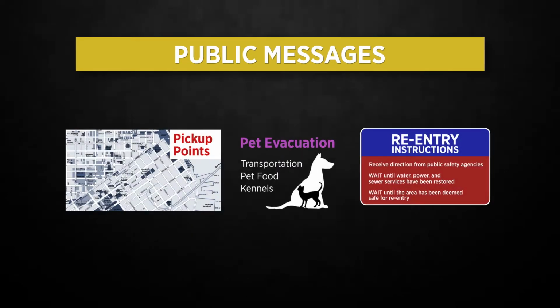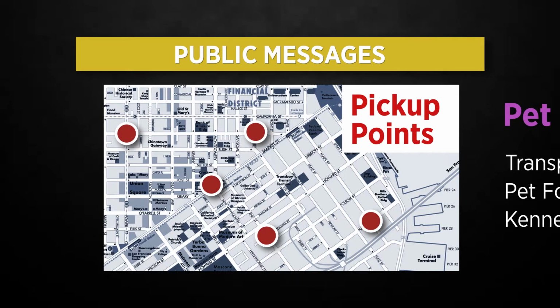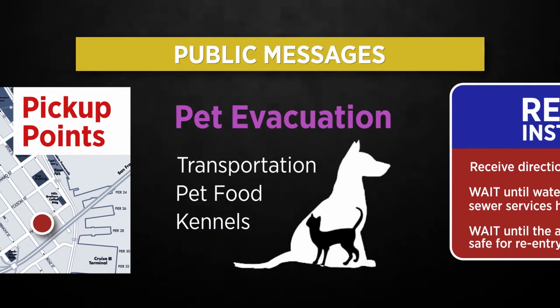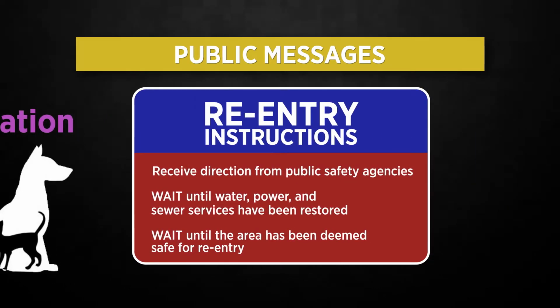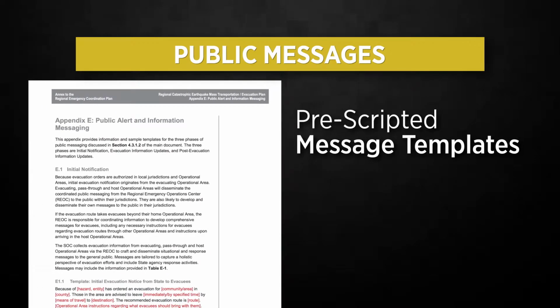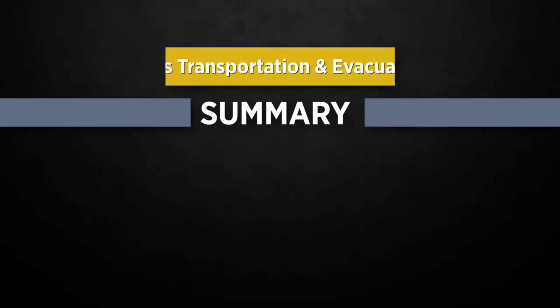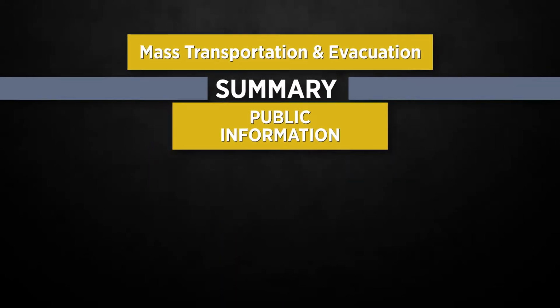Here are examples of public messages that you may need to provide the PIO. Report to your local pickup point to be transported to a safe location. Public and private animal care service agencies will assist with transporting animals during an evacuation effort. Re-entry to the impacted area will be coordinated by local government public safety agencies and allowed when water, power, and sewer services have been restored and all safety concerns have been eliminated. Look for templates for a variety of pre-scripted public messages in the local, operational area, and regional mass transportation and evacuation plans. Let's review your EOC role in getting information out to the public.